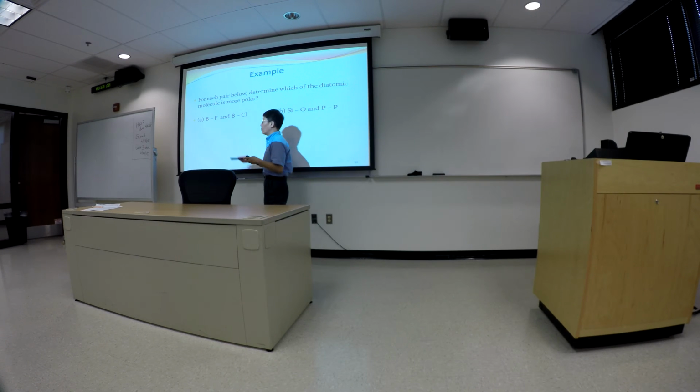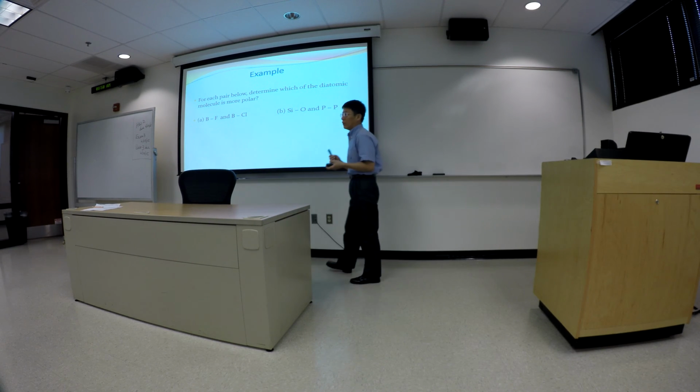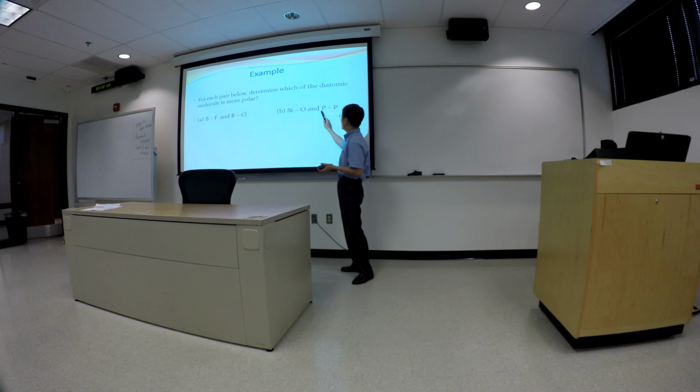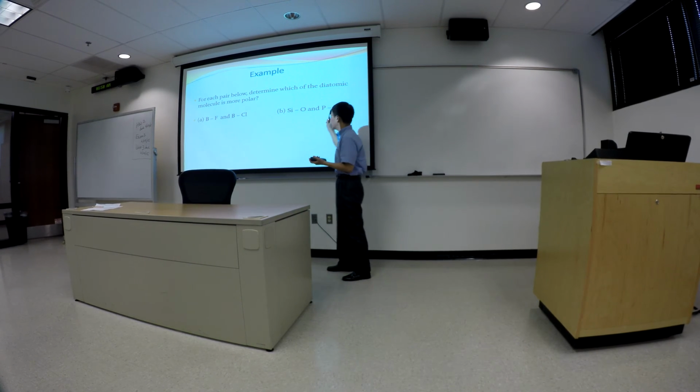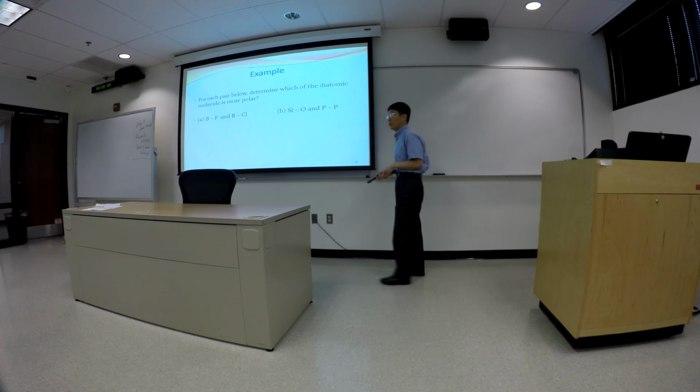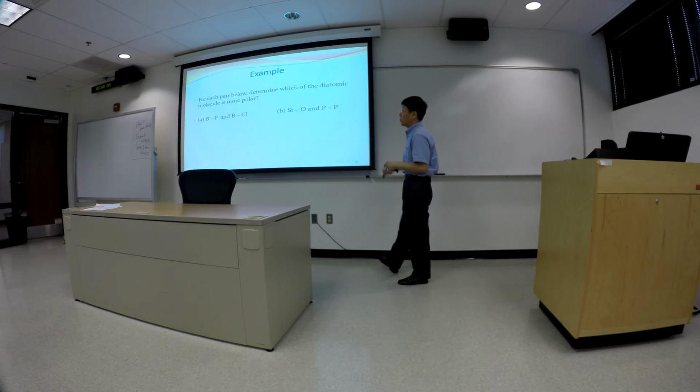Okay, so we need to take a look at the value for the electronegativity there. And then silicon and oxygen, and phosphorus, phosphorus. Which one is more polar? Well, this one is easy to say. Phosphorus, phosphorus, that's pure covalent. Okay, silicon, oxygen, they're different. So obviously, this difference is going to be greater than this difference. And between these two molecules, the silicon oxygen bond is going to be more polar.